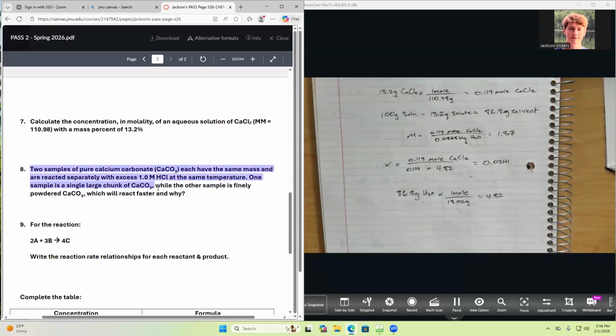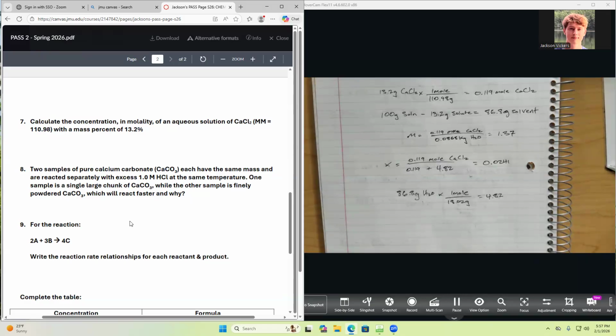This one is going over something that I think some people were struggling with on Friday. So that's kind of talking about the surface area to volume ratio of a reaction. So I'll read this out. We have two samples of pure calcium carbonate. They each have the same mass and are reacted separately with 1 molarity hydrochloric acid at the same temperature.